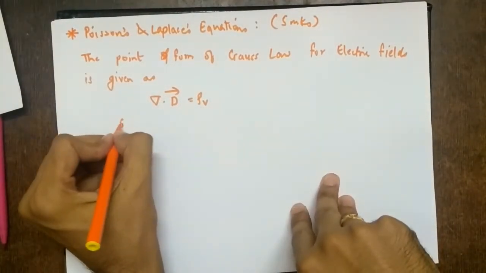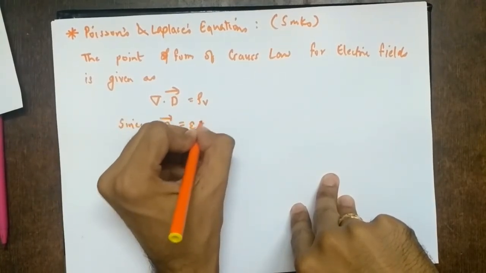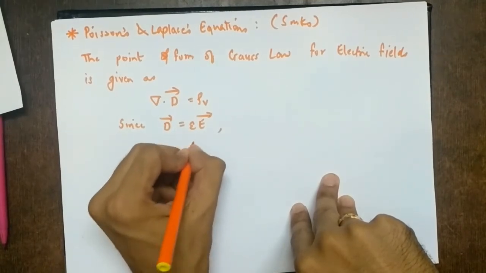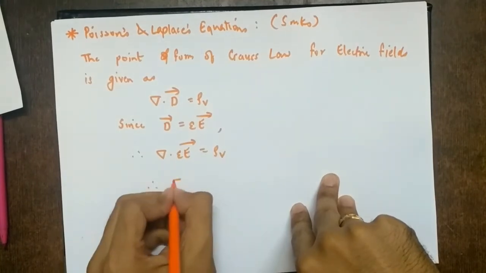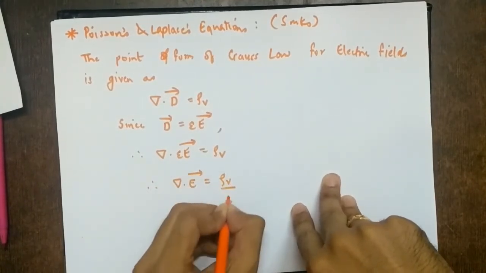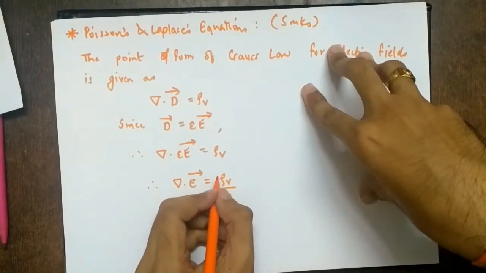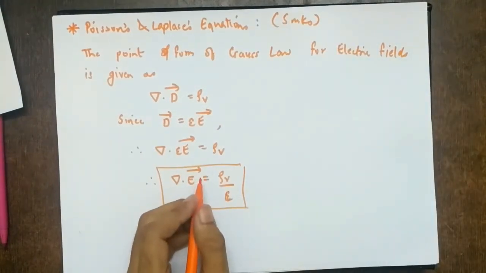Then what we know? Since D vector is epsilon E vector, therefore del dot epsilon E vector equal to rho v. Now epsilon is constant, so del dot E vector equal to rho v by epsilon, right? So we get this equation.